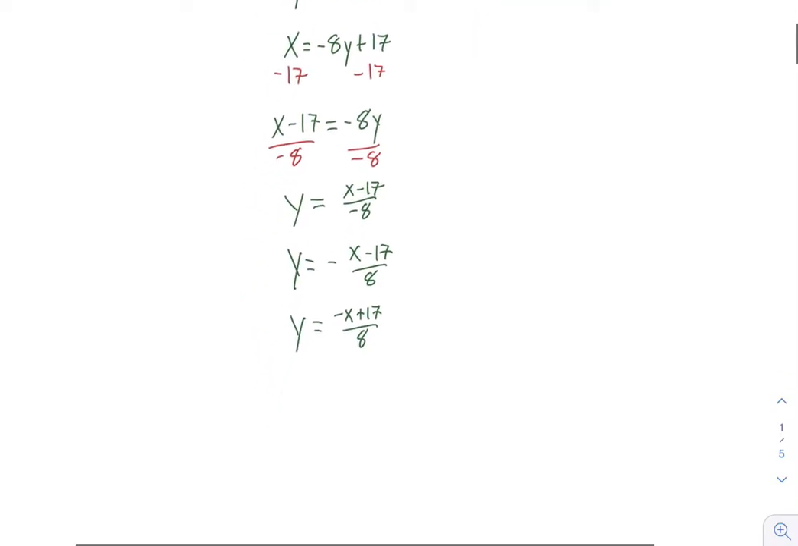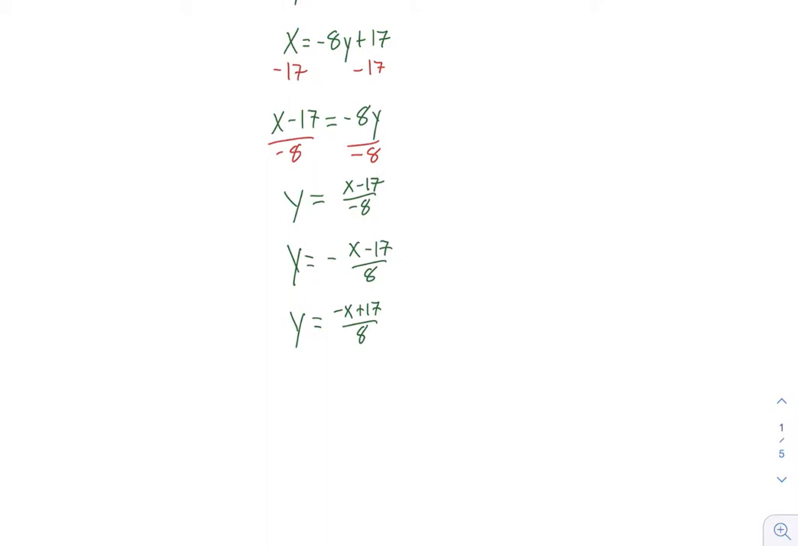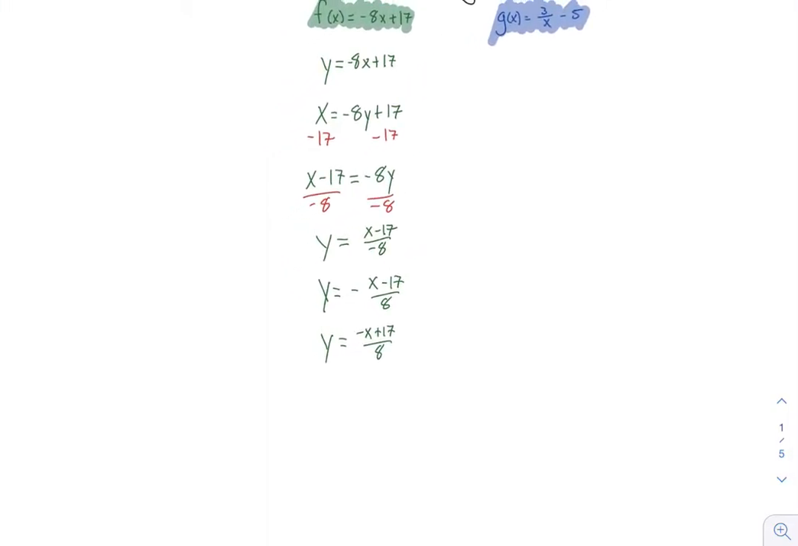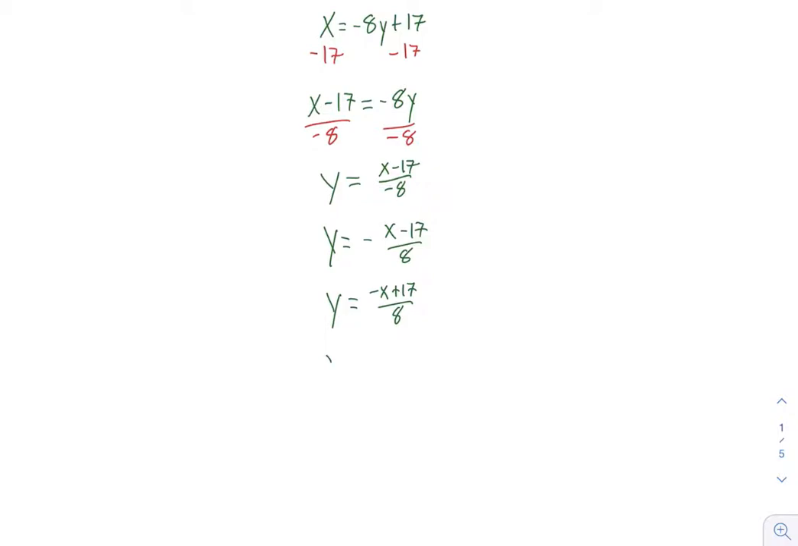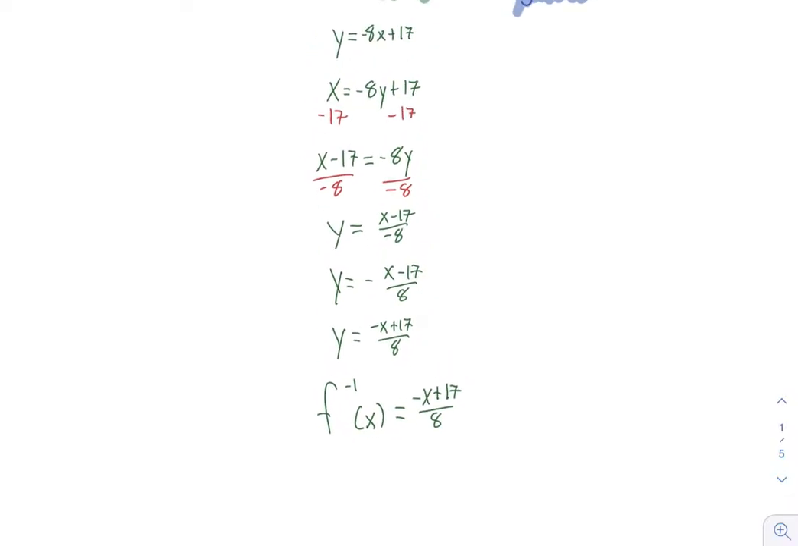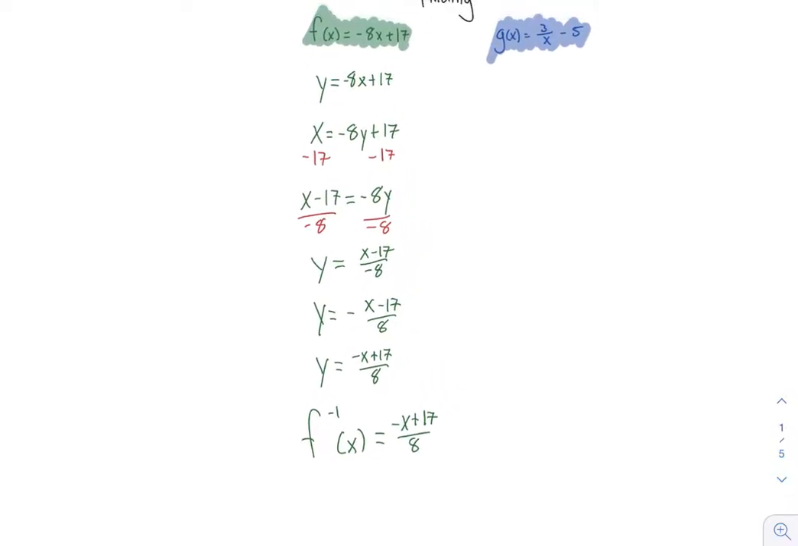Now, I'm not going to leave it like this. I want to write it as the inverse function. So it is function f, so I'm going to use f again, but the inverse notation looks like a negative 1 exponent. It's not actually an exponent, but that's kind of what it looks like. So I'm going to write that as f negative 1 or f inverse of x. And there we have it.